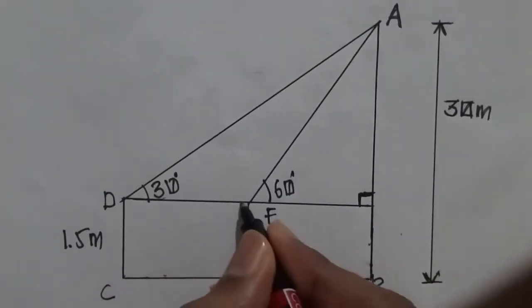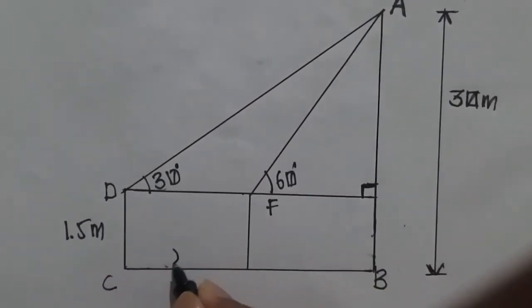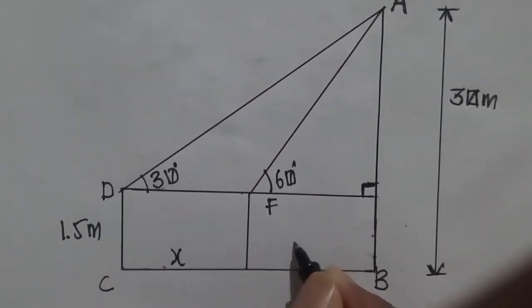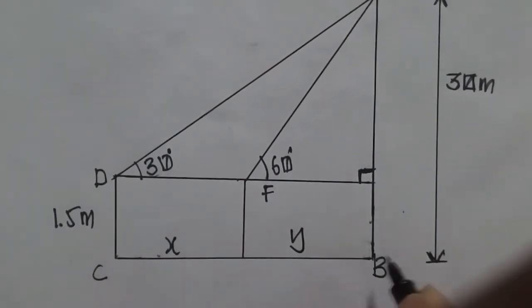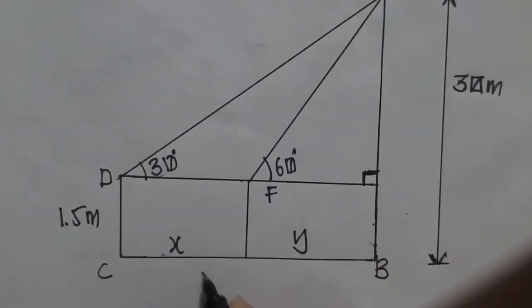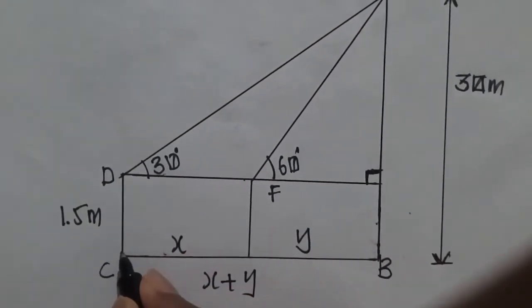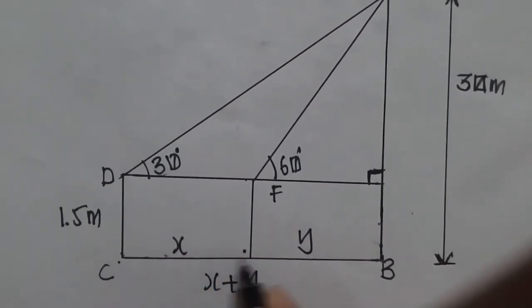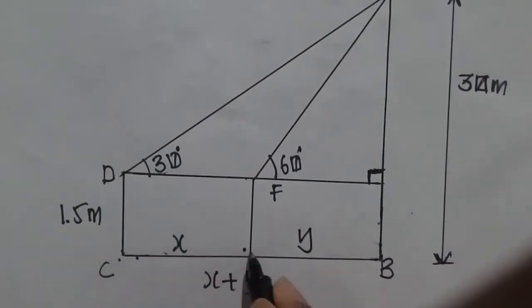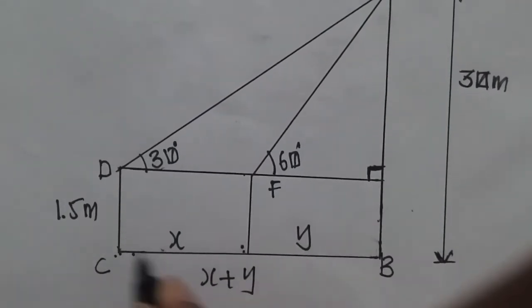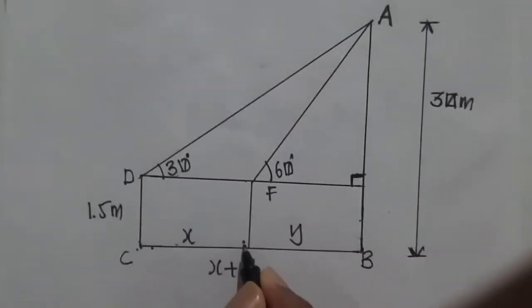Now the distance from here to here I'll take as x. Again from here to here I'll take y. Therefore BC is equal to x plus y. What should we find? We should find the distance walked towards the temple, the distance walked by him. This is x, we should find.